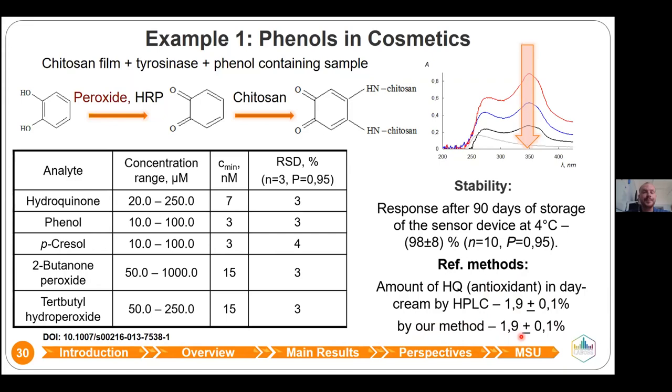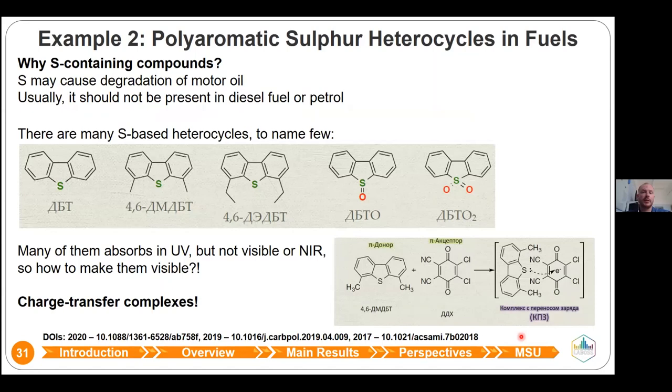Another story is polyaromatic sulfur heterocycles in fuels. Why do we need to detect this and control this? Because sulfur may cause degradation of your motor oil, and this is not very good for motors, especially for modern ones that are really precise and really fine-tuned.